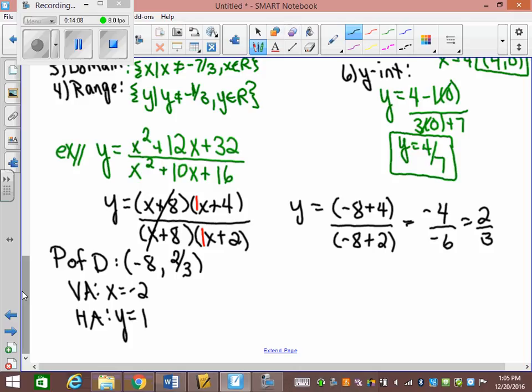Now, a lot of people will tell me, okay, well, my x-intercepts are at negative 8 and negative 4. You told me whatever's up here gets me my x-intercepts. Remember, this is a point of discontinuity, so it goes away, right? That goes away. We use what's left over to find the x-intercepts.